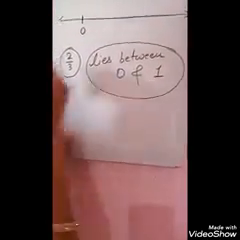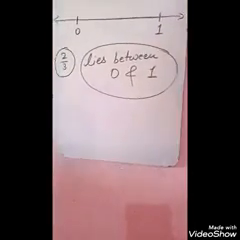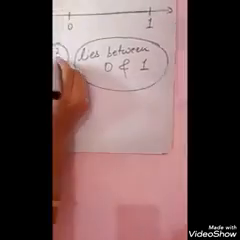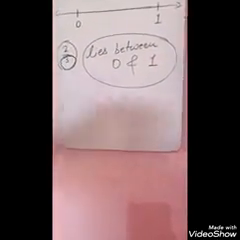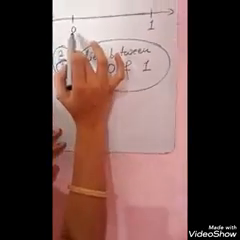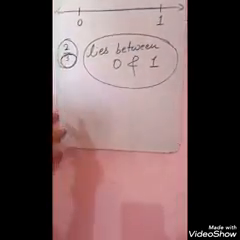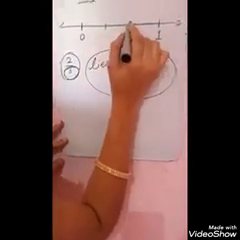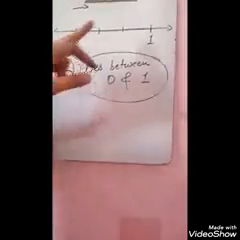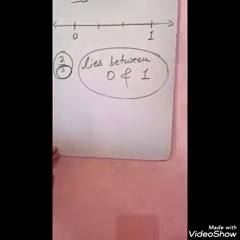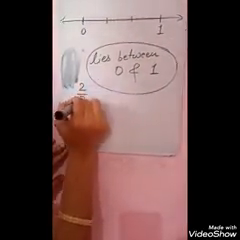So for that we will draw 0 and 1. Now we have 2 by 3. See, the denominator is 3. So we will divide this number line between 0 and 1 into 3 equal parts. For that we draw 2 lines. Now see, 1, 2, 3. There are 3 equal parts between 0 and 1. And we have to represent this 2 by 3 on the number line.